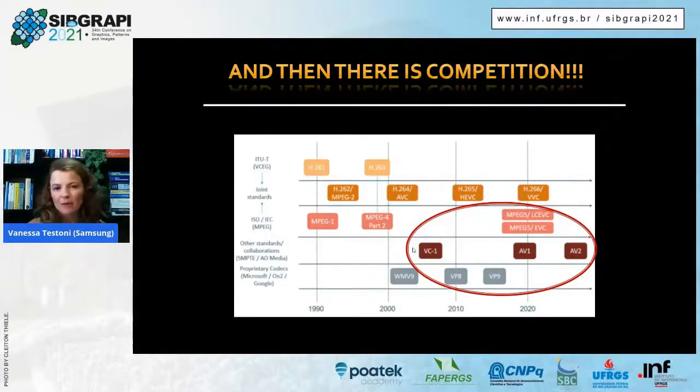So back when the HEVC was starting with these problems for the patent pools, some companies got together and said, okay, so let's try to make a royalty-free codec, right? So currently we have all of those options and they are making a lot of noise. We don't have only options with MPEG. So let's look at some of them.